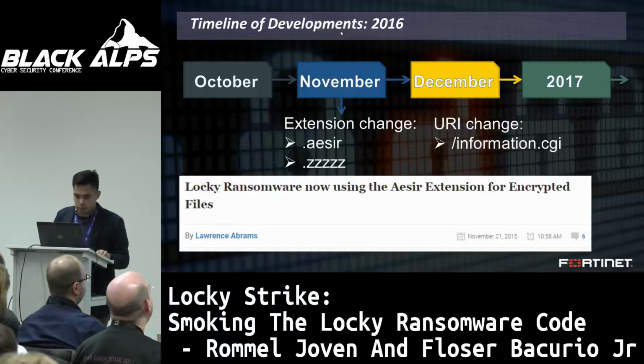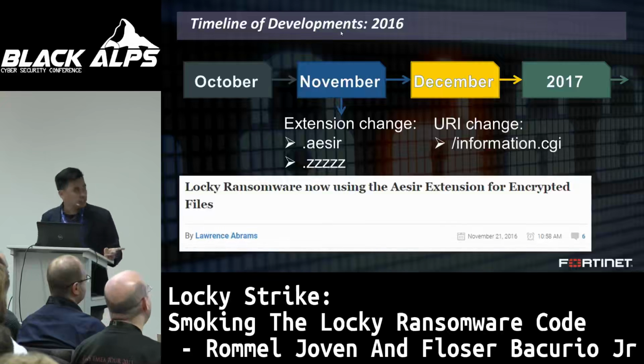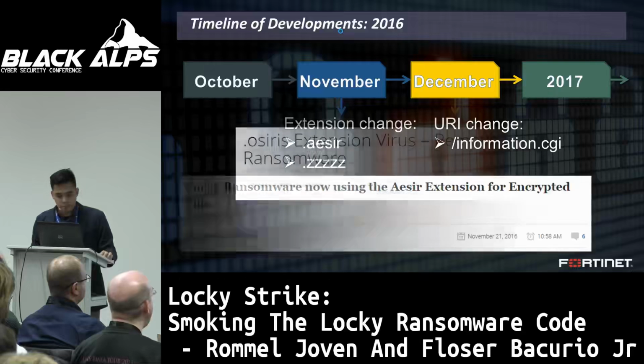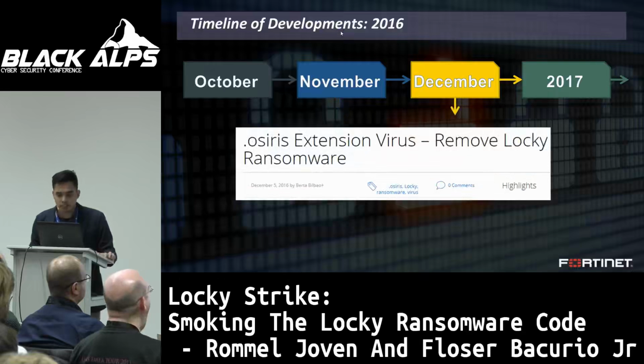Moving on to November, again an extension change, .aesir and .zzzzz, and the URI. So not much major changes. Then in December, before 2016 ended, it changed its extension again to .osiris. As you have seen, there are a lot of changes in the extension, but generally they are all Locky ransomware. Common during December, cyber criminals, Locky included, take a Christmas break, and malware hits drop down for Locky in December.